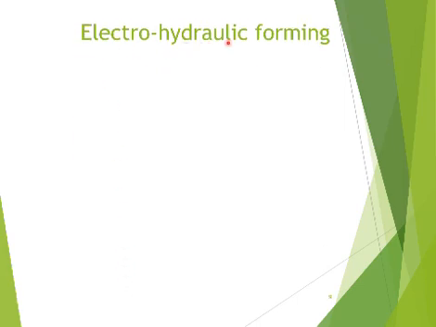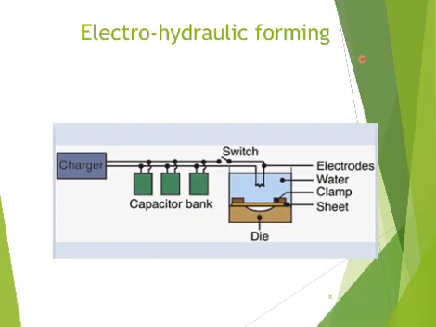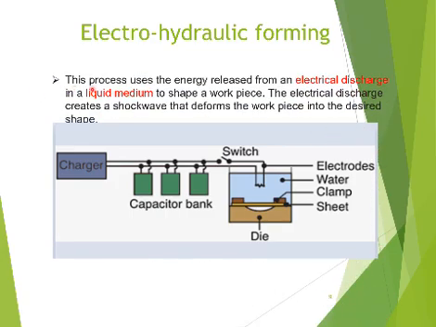Now we discuss the electro-hydraulic forming process. This diagram illustrates the process of electro-hydraulic forming. This process uses the energy released from the electric discharge in a liquid medium to shape the workpiece. This consists of a charger which is directly connected to this capacitor bank. The electric discharge creates a shock wave that deforms the workpiece into the desired shape.